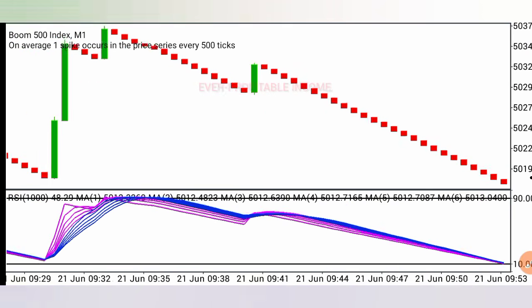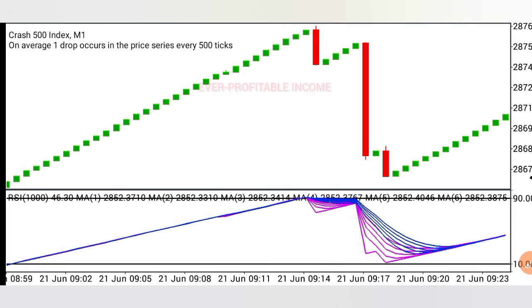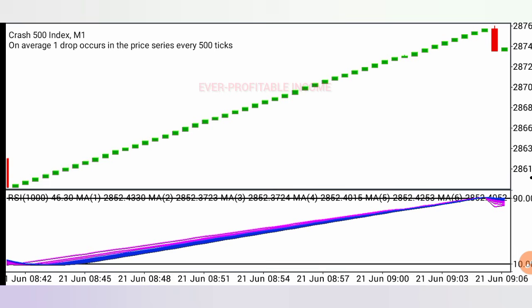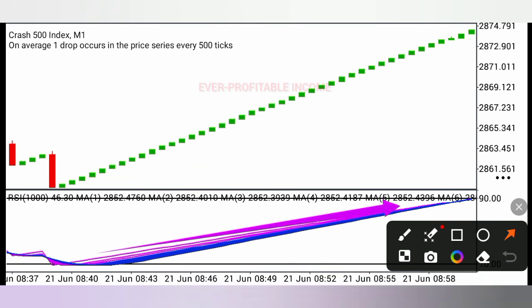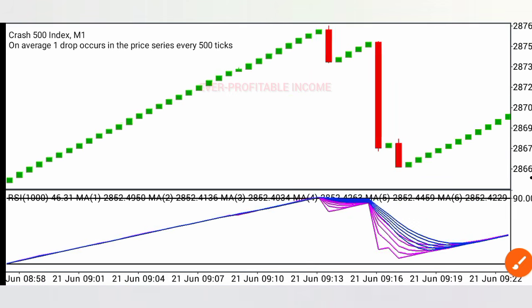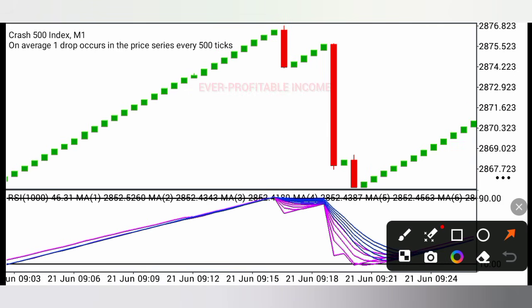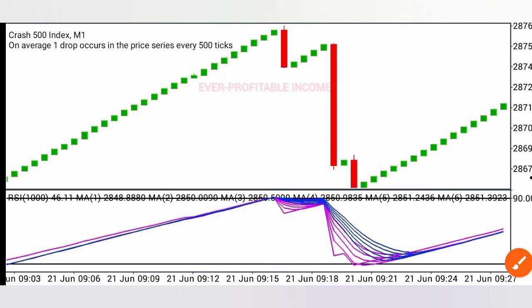Let's check out crash. It also works in crash. Now look at crash here. This is crash. You can use it for any of the crash. So when the moving average moves all the way from level 10, can you see that? It's moved all the way from level 10 down to level 90. So when it approached level 90, you can see that spike started coming in when it hit level 90. So each time that it hits level 90, you should expect a crash downward, to catch spike on crash 500, crash 1000, any of the crash.